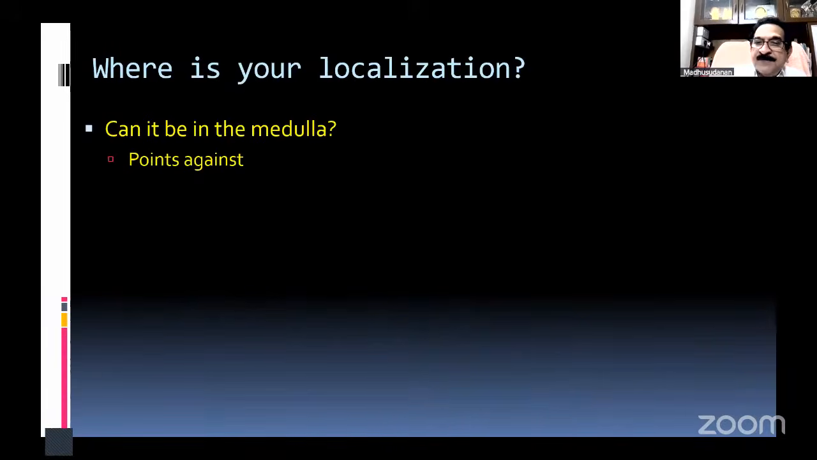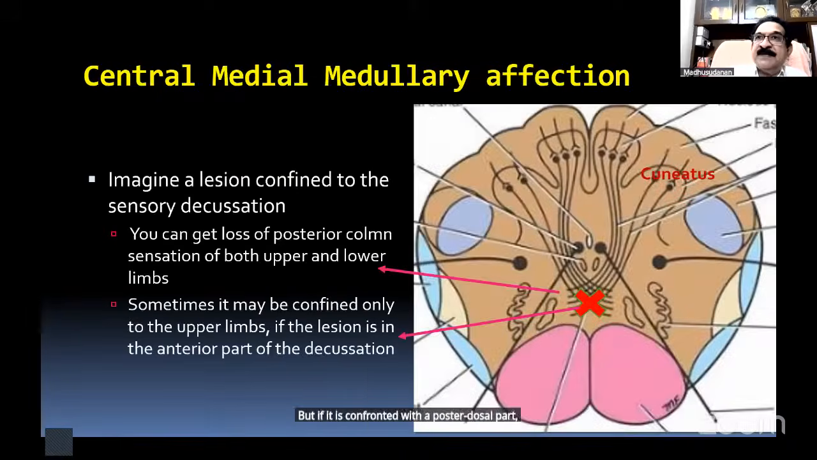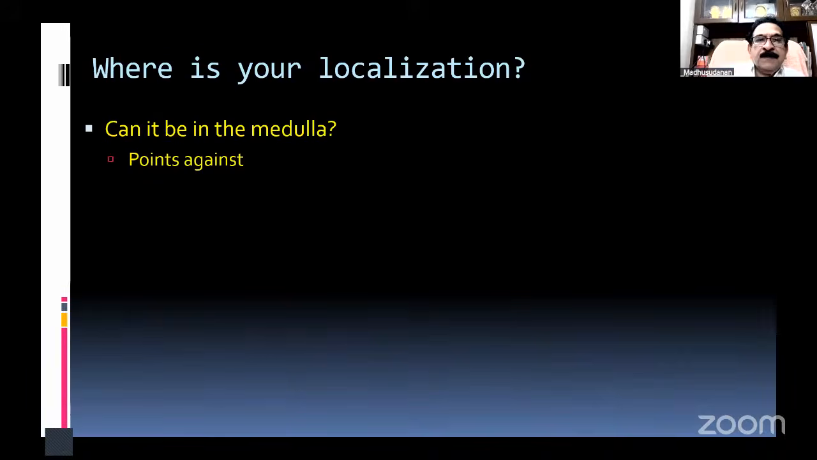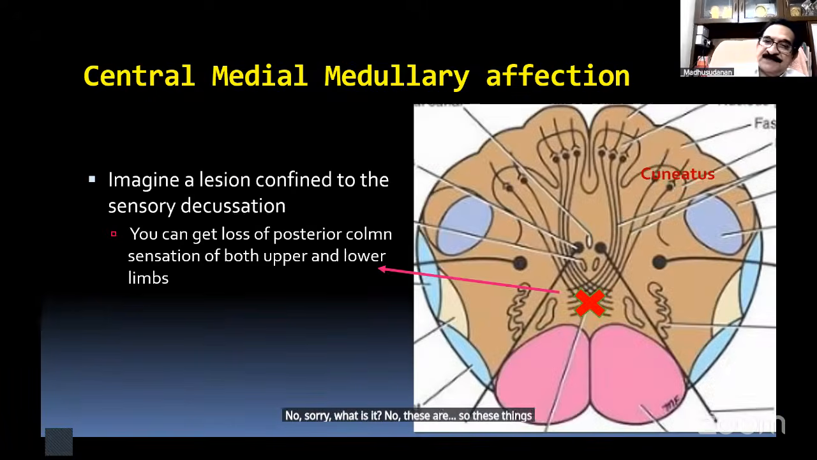But if it is confined to the posterior dorsal part, then it can only confine to the lower limb alone because the crossing of the gracile fibers are affected. So these things can be explained by a medullary lesion.